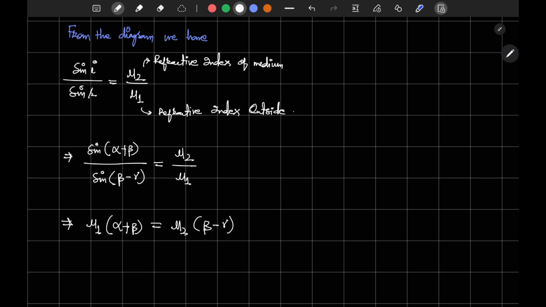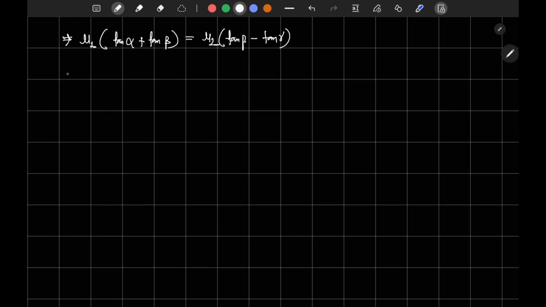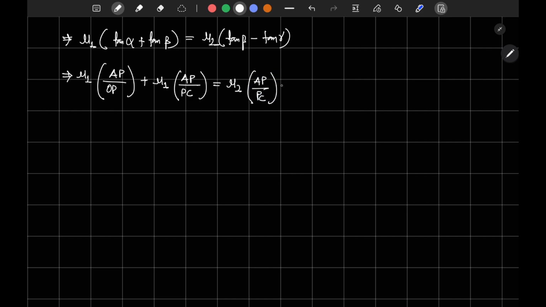On solving further, we can also substitute the value of alpha as tan alpha and the value of beta as tan beta for small angles, and we have already considered that alpha, beta and gamma are small angles. On solving further, mu1 into tan alpha, the value of tan alpha was AP upon OP, plus mu1 into tan beta, that is AP upon PC, is equal to mu2 into tan beta, that is AP upon PC, minus mu2 into tan gamma, that is AP upon PI or IP.